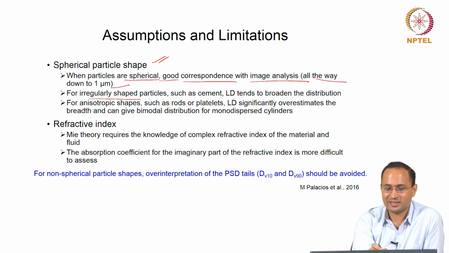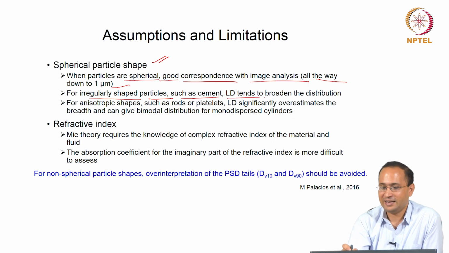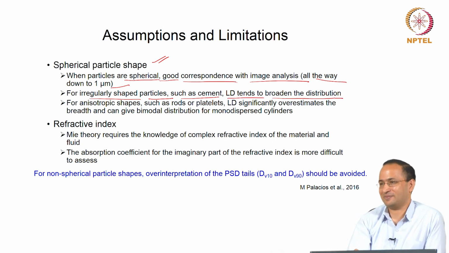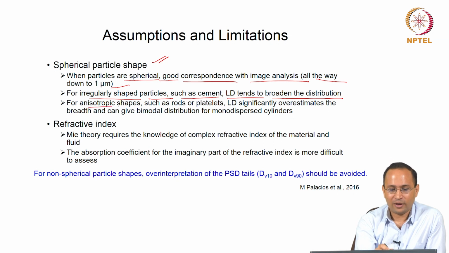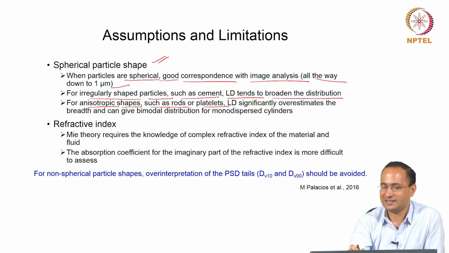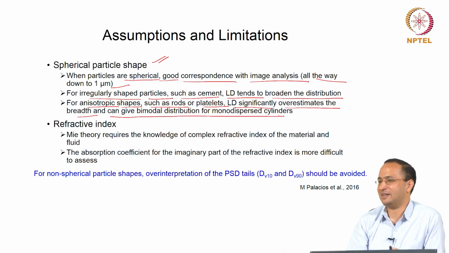For irregularly shaped particles such as cement, LD tends to broaden the distribution, compared to the real distribution. For anisotropic shapes such as rods and platelets, LD significantly overestimates the breadth and can give a bimodal distribution for monodispersed cylinders. So, these are some limitations you have to keep in mind.